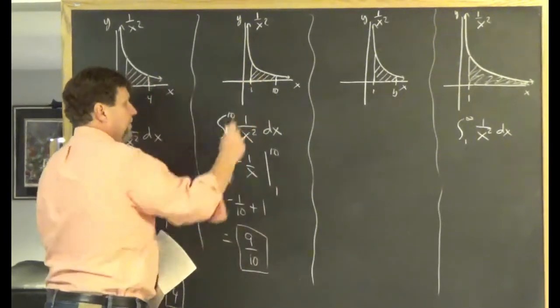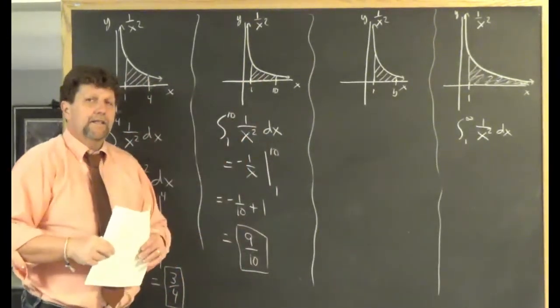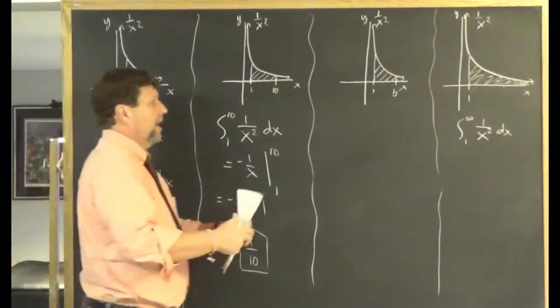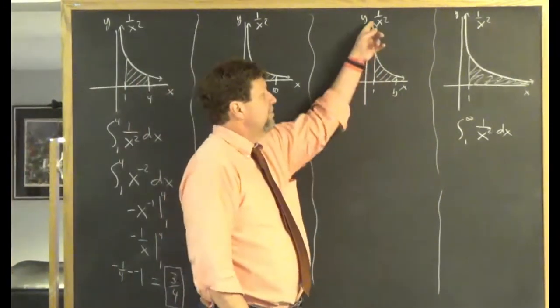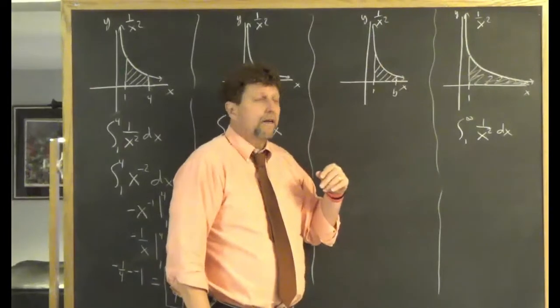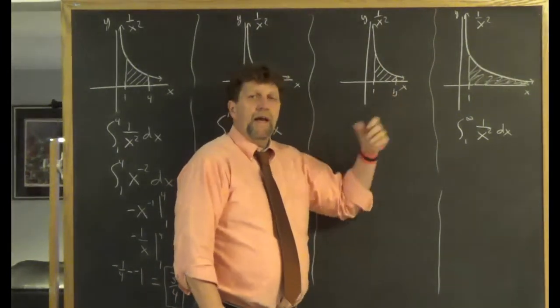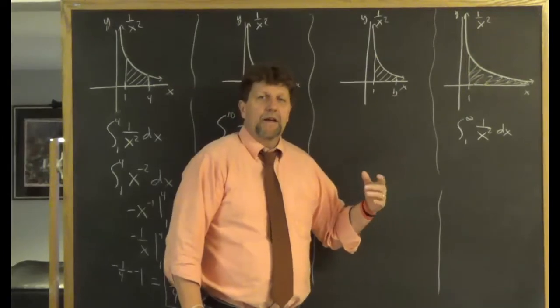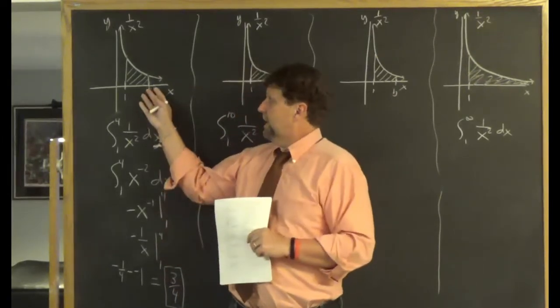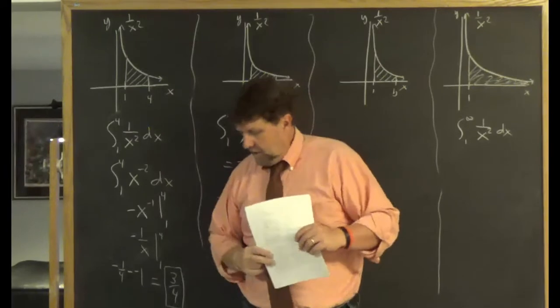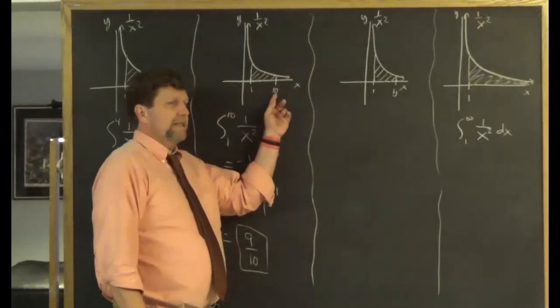So the area of that region is 9/10. All right, let's look at this one. It's the same function, 1 over x squared. And I'm saying let's find the area from 1 to b. I don't know what b is. I don't care. You know, in this piece here I said b was 4. Here I said b was 10.